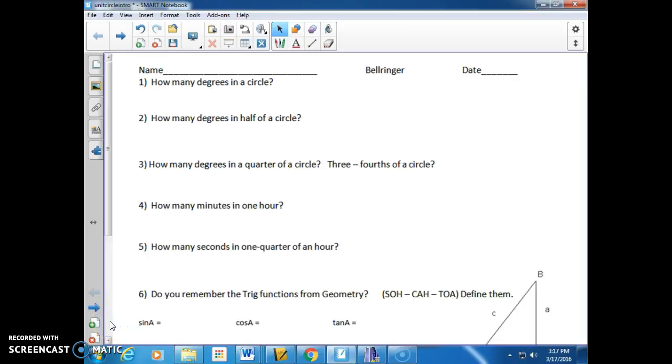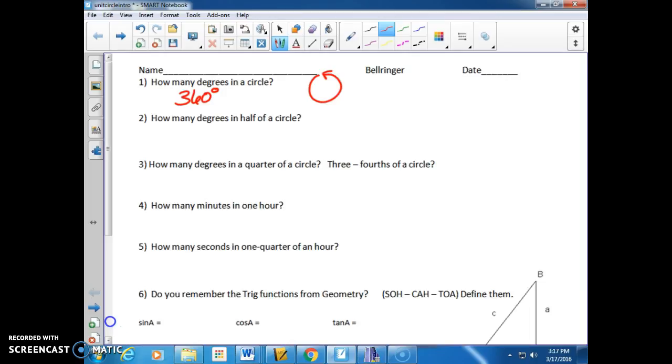Alright, so we're going to go over the Bellringer today. You read number 1, it says, how many degrees are in a circle? Well, frequently you hear people say, I did a 360, because there's 360 degrees in a full rotation.